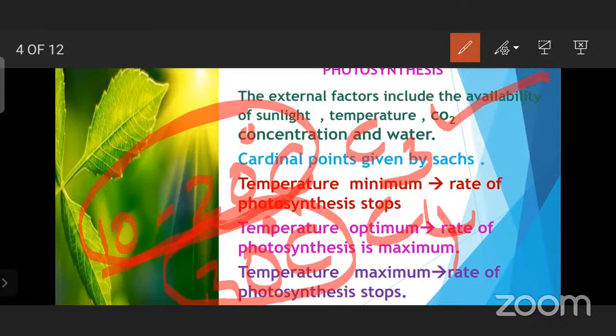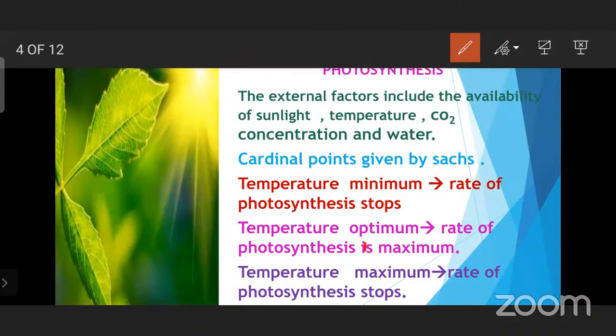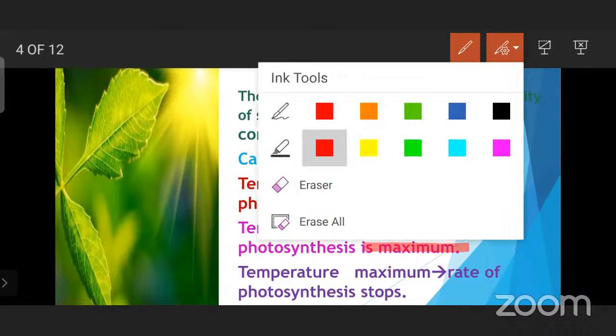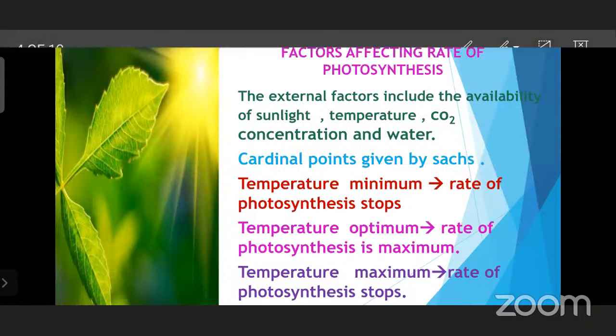So optimum temperature is very important for any plant to undertake photosynthesis, and only at optimum temperature is the rate of photosynthesis maximum. And when the temperature is very high and higher, the rate of photosynthesis will stop. If it is very high, the plant cannot undertake photosynthesis. It will halt, it will stop. So optimum temperature is a must.